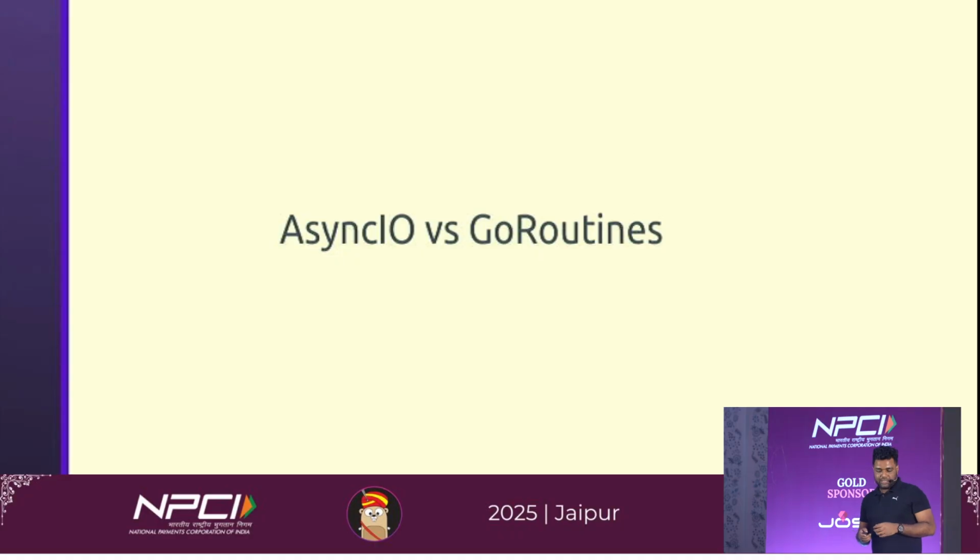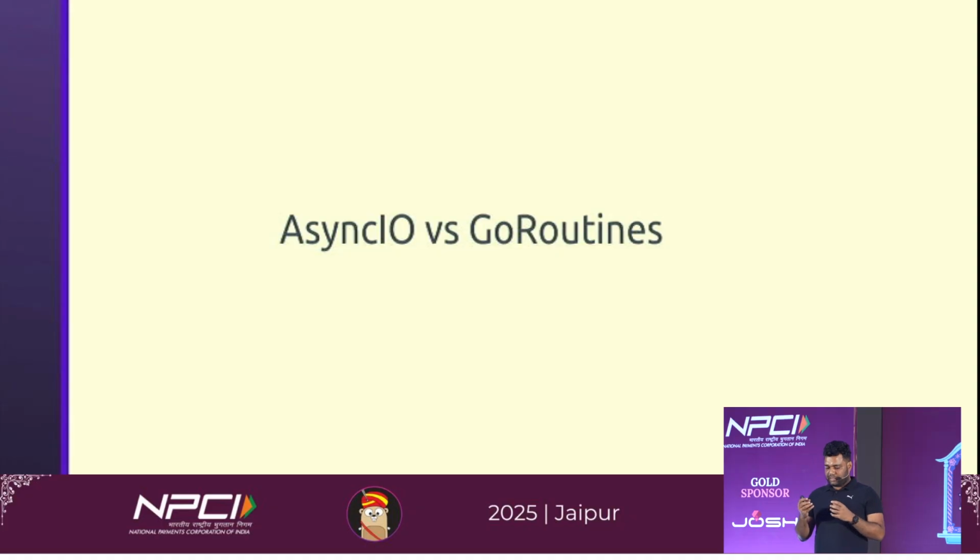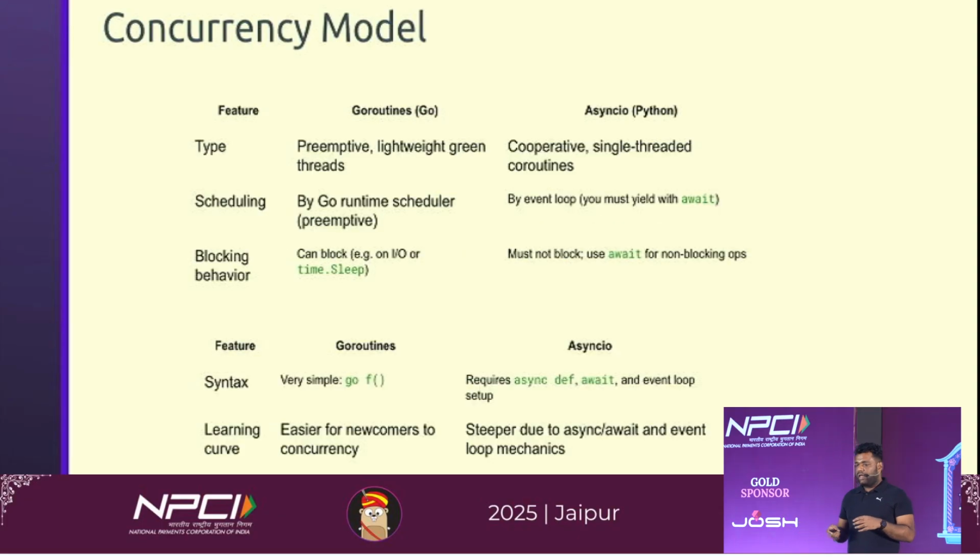Now, when I built this in Go, the major thing was why there is a major performance gain. This all boils down to async IO versus Go routines. In Python, we have something called asynchronous IO, which helps you do things concurrently. How are these two different, one used by Python and one used by Go? Go has lightweight green threads, whereas async IO has thread-bound, single-threaded coroutines.